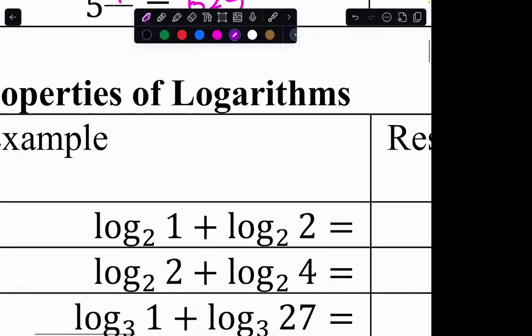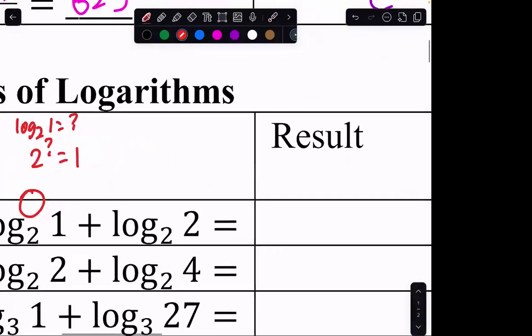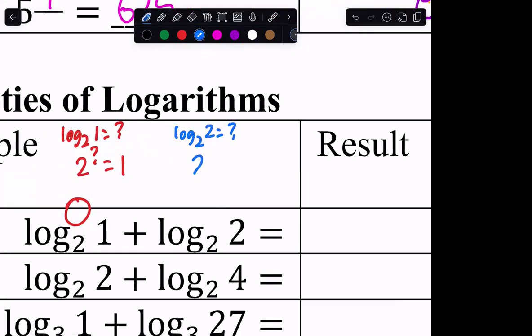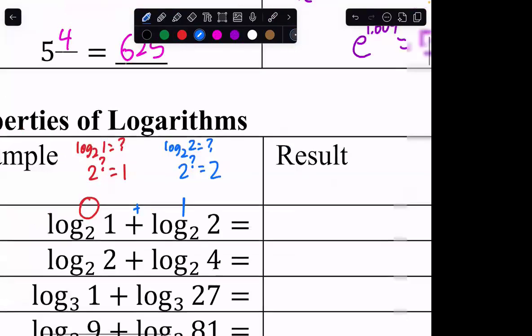expression over here, log base 2 of 1. Remember, that's asking 2 to what exponent turns into 1. So log base 2 of 1 is 0. And similarly over here, log base 2 of 2, that's asking 2 to what exponent equals 2. So this is equal to 1. Okay, so 0 plus 1 is 1.